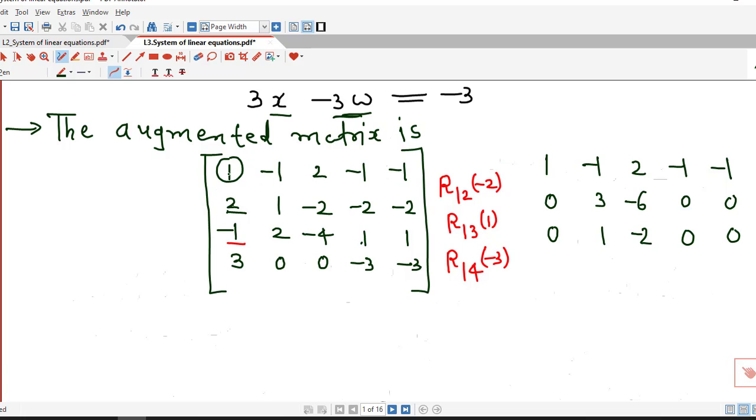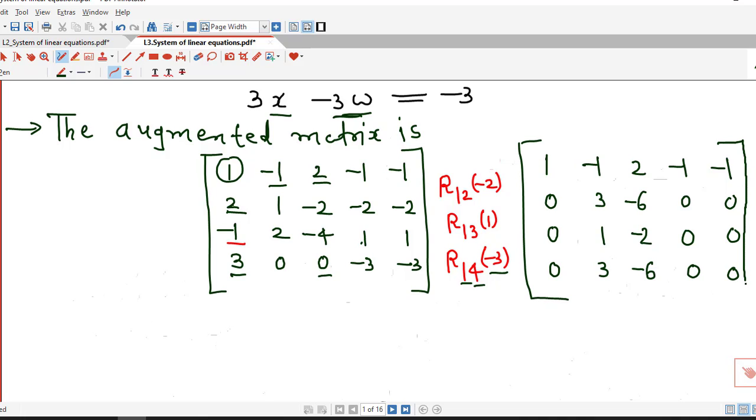Then multiplication of first row by -3 and adding in fourth row. So 1 into -3 which is -3 plus 3, 0. Then -1 into -3 which is 3 plus 0. 2 into -3 that is -6 plus 0. So here -6. -1 into -3 which is 3 minus 3, 0. Same thing here. Here we obtain 0.